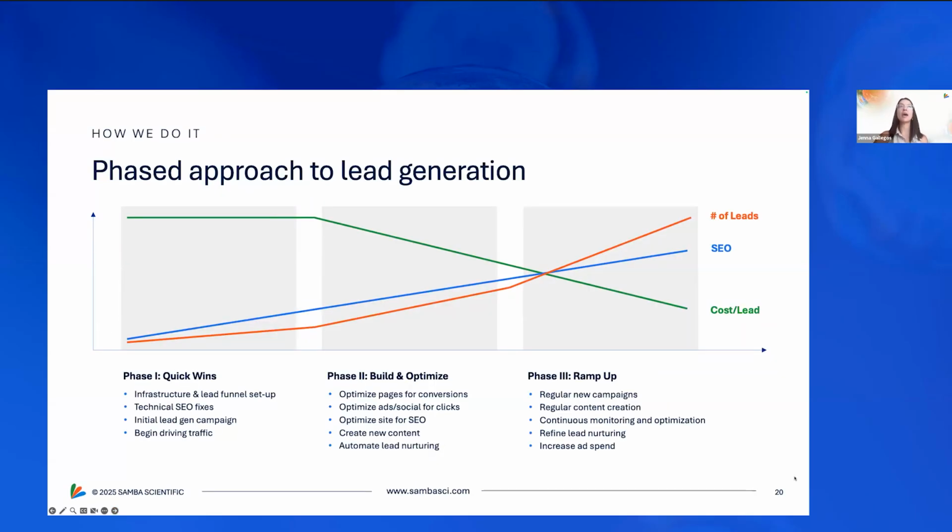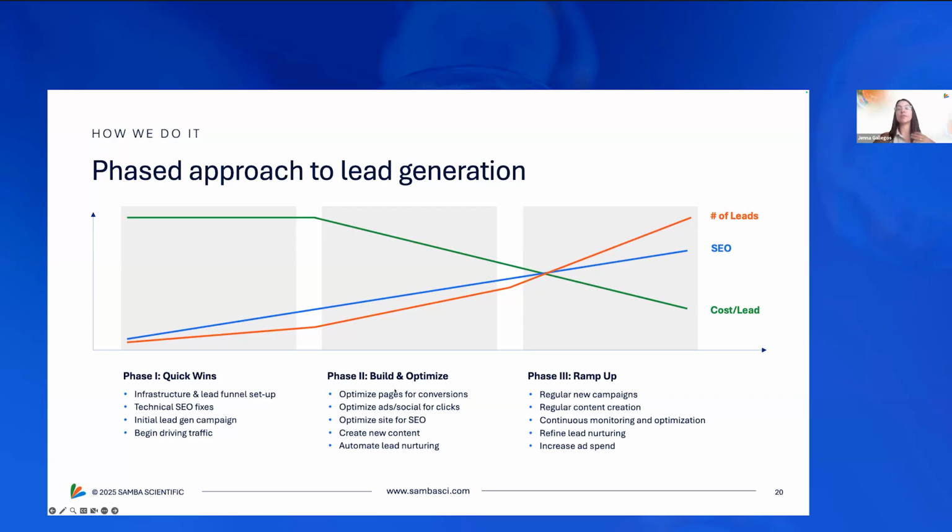All right. So at Samba, we take a phased approach generally. We want to start with quick wins. So make sure you have an infrastructure set up for lead capture and that you have one or more channels that are driving traffic to that infrastructure. We want to make sure there's nothing technically wrong with your SEO that's causing your website to not be ranked at all. Begin an initial lead generation campaign and start driving that traffic. So at that point, your cost per lead is going to be fairly high because, again, we're going to be investing in things like ads while SEO builds slowly in the background.